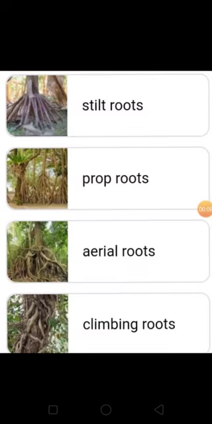Second, roots for support. Some roots are modified to provide additional support to the tree or plant and to help it to stand straight. There are four types of support roots: prop roots, stilt roots, buttress roots and climbing roots.